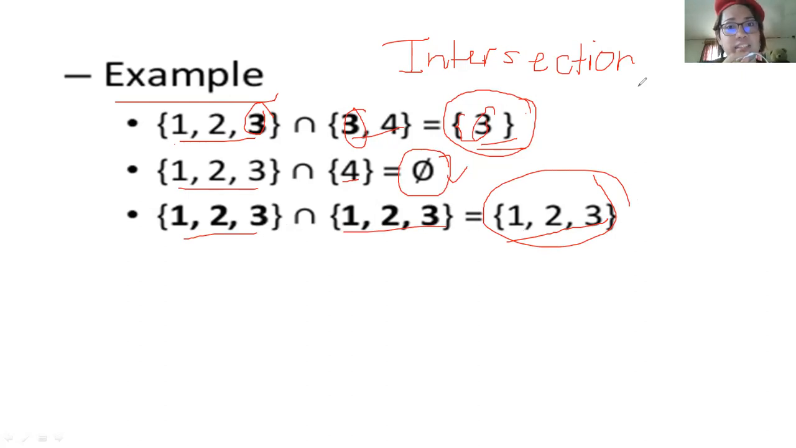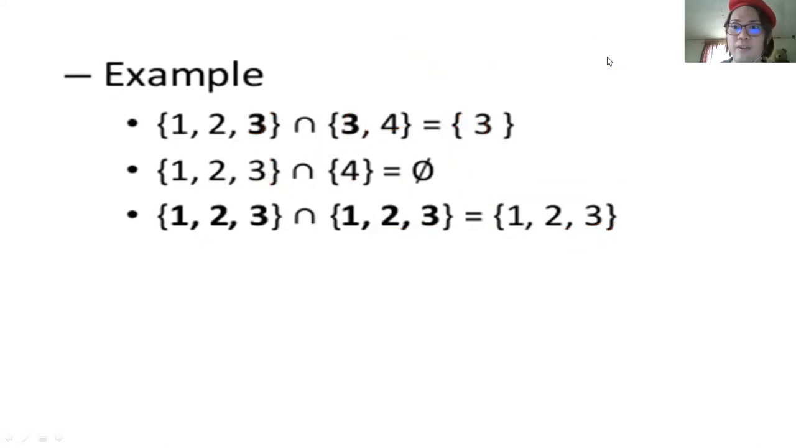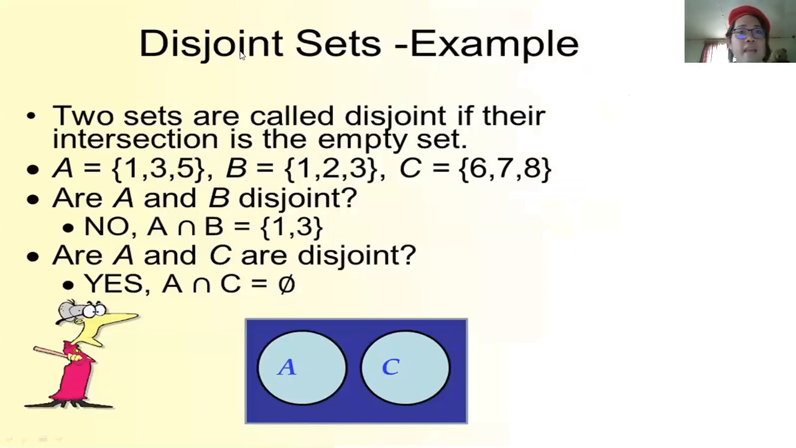Intersection is represented by this symbol, and in other fields it can be represented or described by the word "and". So, "and" is not only for English; prepositions are not only used in English, but also in math, especially in set theory and probability. Now, I mentioned a while ago disjoint sets. As I have said, when there are no common elements, we can say that their intersection is a null set, and we call them disjoint sets.